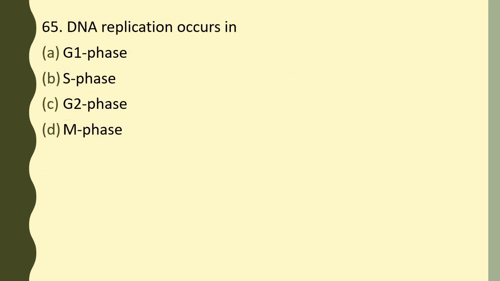Question number 65. DNA replication occurs in G1 phase, S phase, G2 phase or M phase. Replication of DNA occurs in, correct answer is option B, that is S phase.